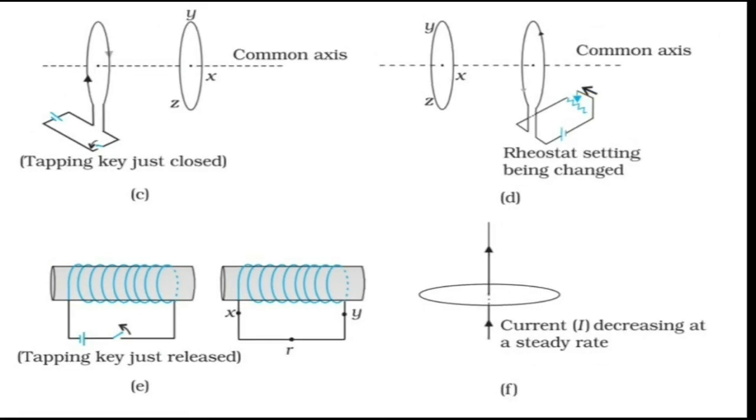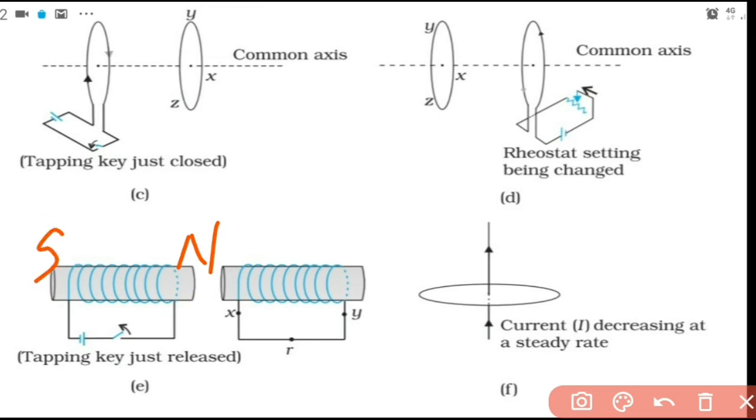Now coming to E part. Here tapping key is just released, means just like switch is off. So when it is just released, the current in the loop is decreasing. So the magnetic field is decreasing. So here as per the battery connection given, original polarity, here it will be north and here it will be south. Okay, so actually this is the direction of magnetic field on this side, because it starts from north and ends at the south. That is the direction of magnetic field. So here the direction of magnetic field is towards right.